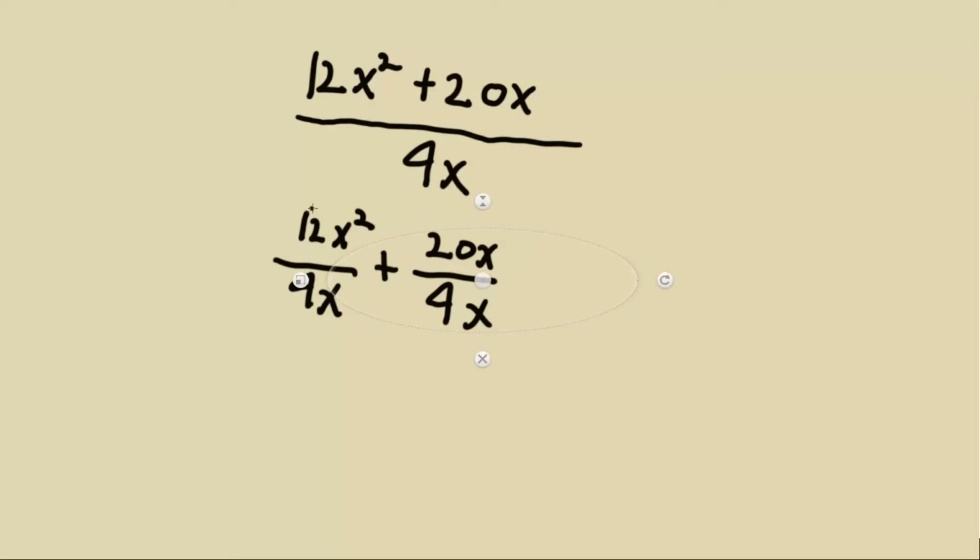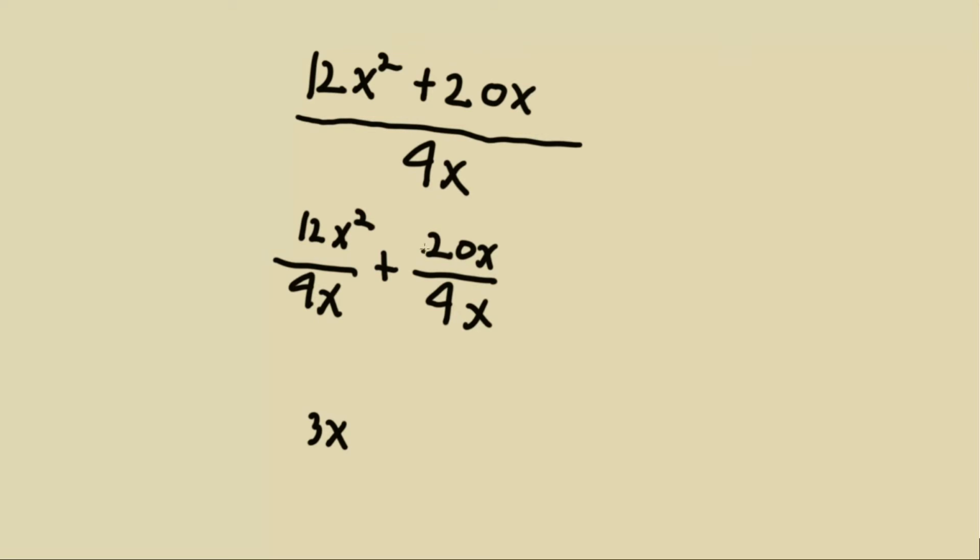All right, so what is 12 divided by 4? 12 divided by 4 is just 3. And remember, when we're dividing variables here, we have to subtract the exponents. So 2 minus 1 is just 1. So we just have here 3x.